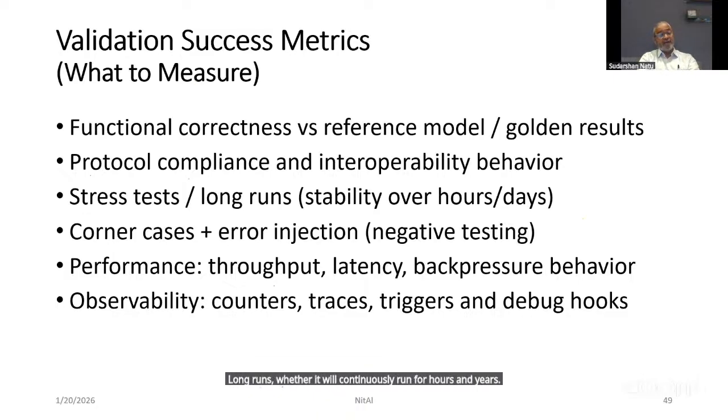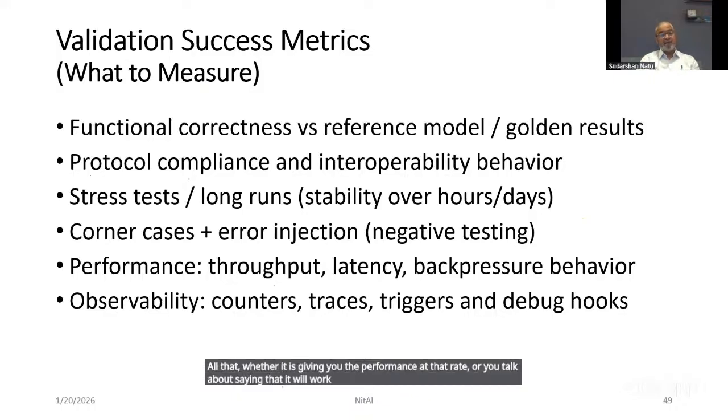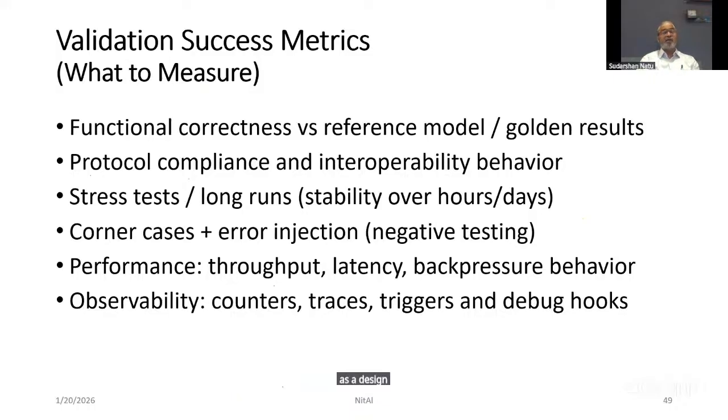How do you create that? The corner case conditions: how do you inject errors, and how do you check those? All that. Whether it is giving you the performance at that rate. If you say it will work at 100 megahertz as a design, but in practice it is giving only 1 megahertz output, it has no meaning. So you need to check whether it is delivering at that rate.